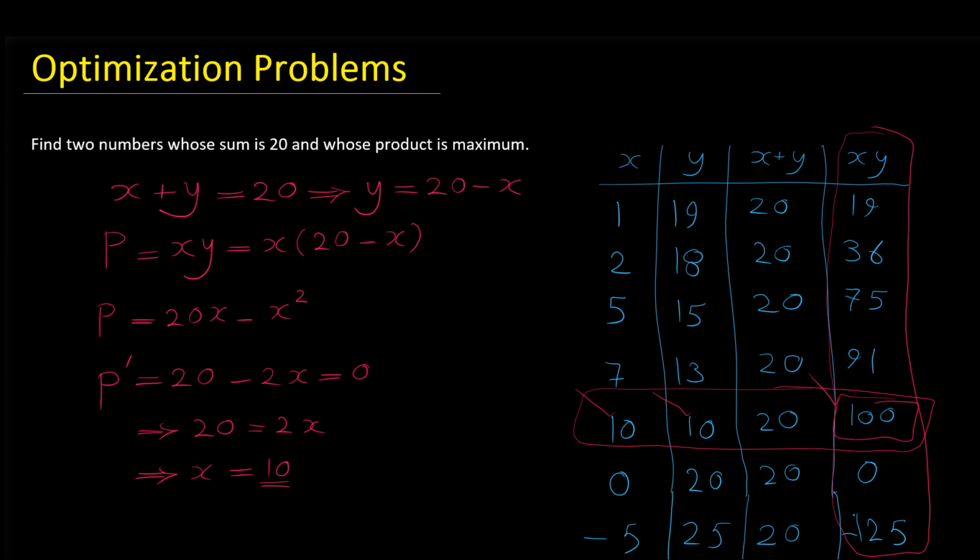and for finding the other number we can plug this 10 into this equation for finding y. Then y would be 20 minus 10, which is 10. So y is also 10. So the numbers whose sum is 20 and the product is maximum are 10 and 10, which confirms the result that we got from our table. And note that the product of these two numbers is 100. 10 times 10 is 100.